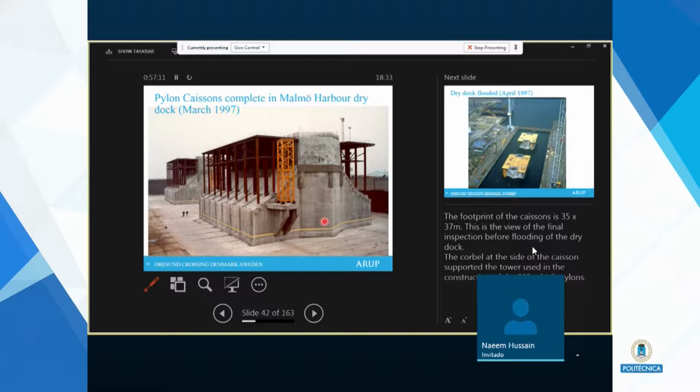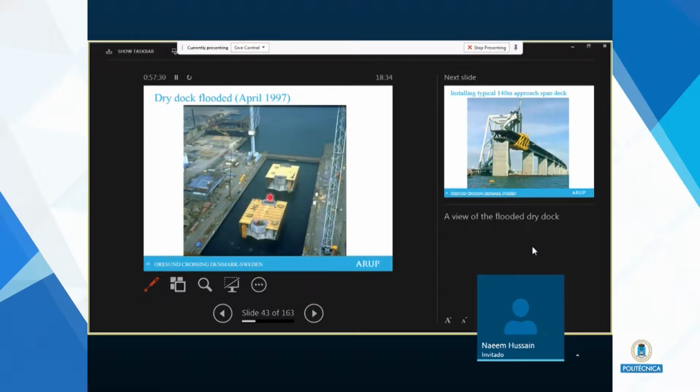We were lucky over here that the water is not very deep and sandstone was at a shallow level, so we could use spread footing. But it gives you the idea, these are the people down there, and that's the size of the central tower. So the construction method was to build the caissons in a dry dock and then float them out to site.